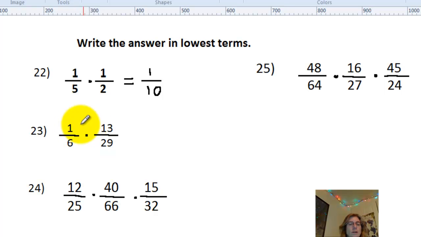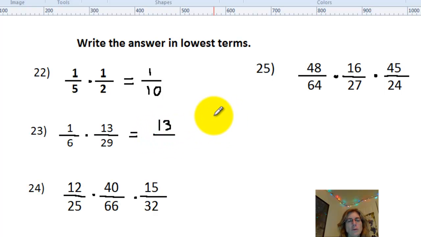Number 23, 1 times 13. But I'm trying to think of a faster way to do this one. 13 plus 13 is 26, so 13 times 2, so I can't reduce this more. That's what I was thinking maybe I could do. But I think 29 is a prime number, and so is 13. So we just have to go ahead and multiply 13 times 1, and then 6 times 29.